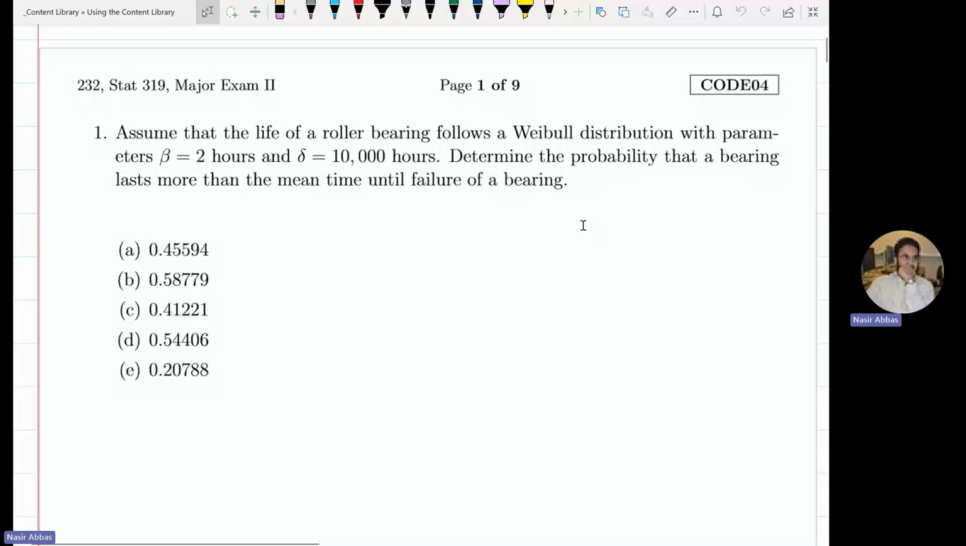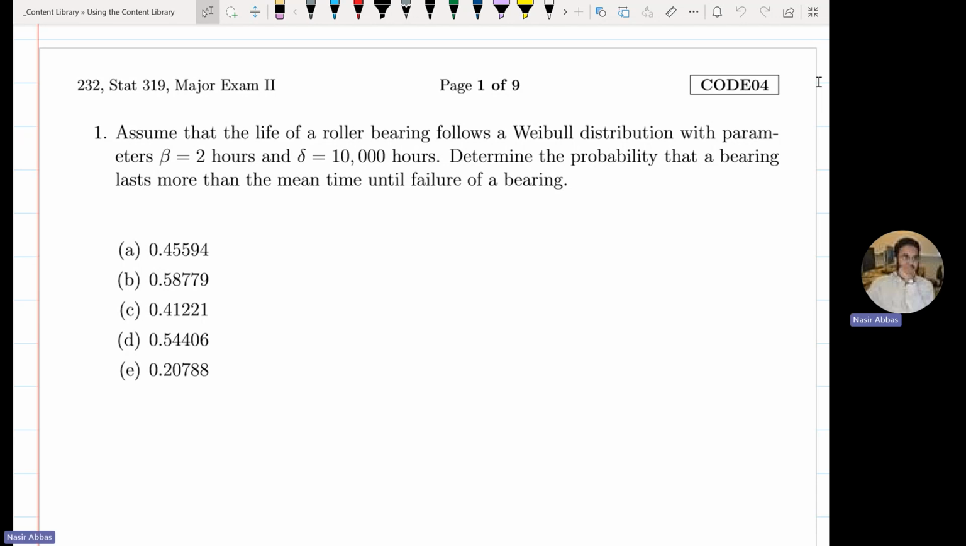In today's class, we will solve this second major exam of term 232. We will try to solve as many questions as we can. There are 18 questions. I doubt I would be able to solve all of them, but let us try to solve as many as we can.